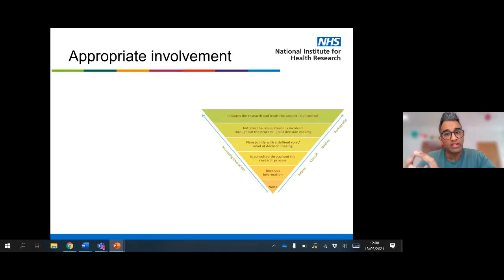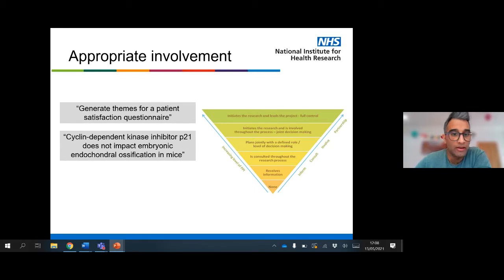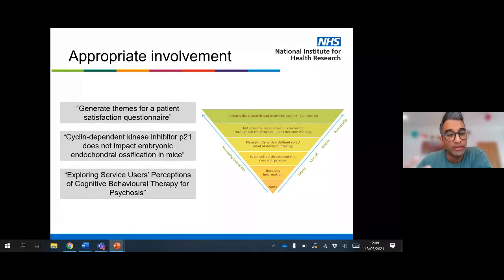But having said that, there's a level of appropriate involvement, and some of you might have seen these slides before because I've given similar talks in other settings. You might be doing a study where you're generating themes for a patient satisfaction questionnaire. You might be doing some study in mice, or you might be developing a new online CBT therapy for psychosis. And depending on what you're doing, there needs to be an appropriate level of involvement. So it can't be tokenistic, and I'll come on to the issue of tokenism a bit later on.